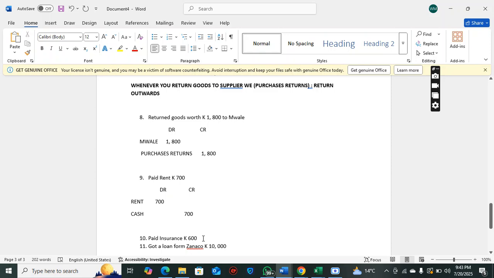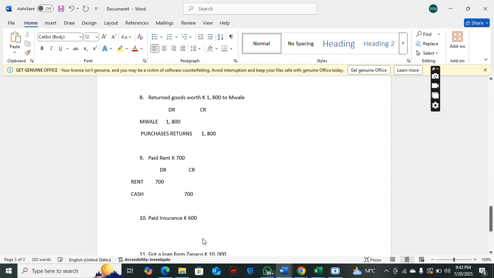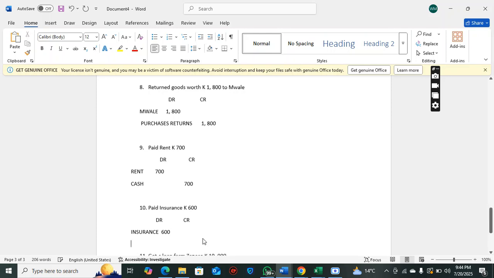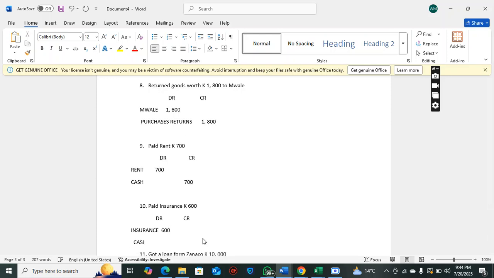It's the same with this transaction here. Paid insurance 600. Insurance is an expense. According to the double entry rules, an increase in an expense, you debit. So insurance, debit 600. Paid cash. Cash is an asset, a reduction in an asset, you credit 600.